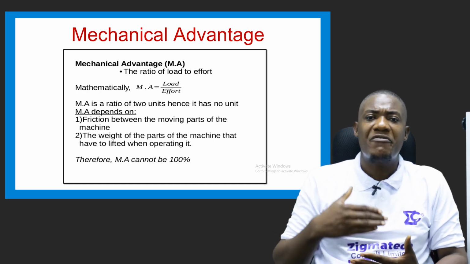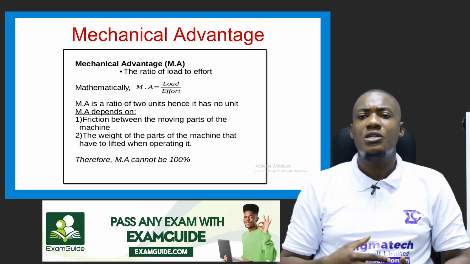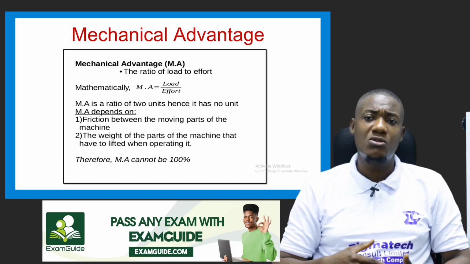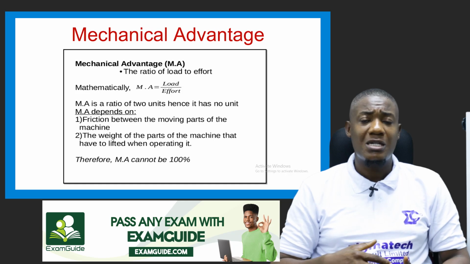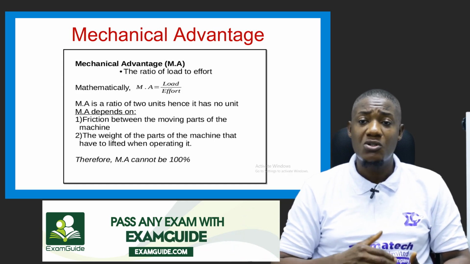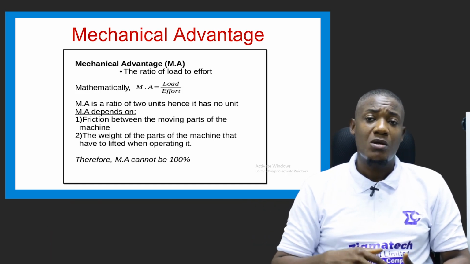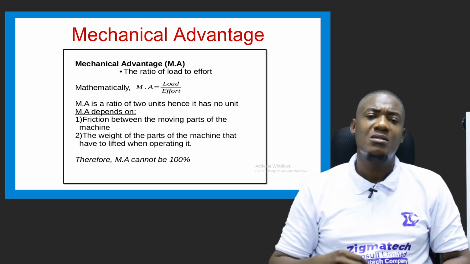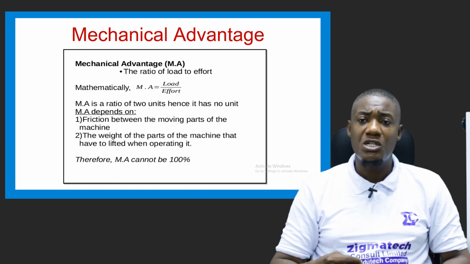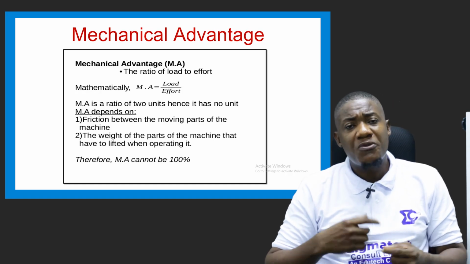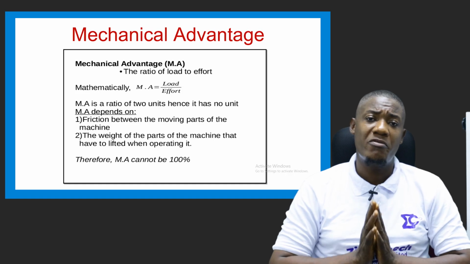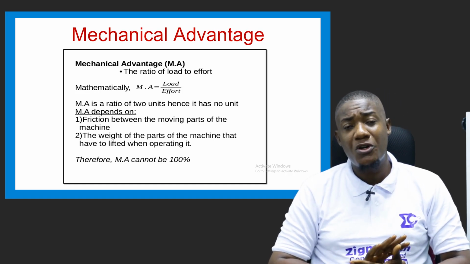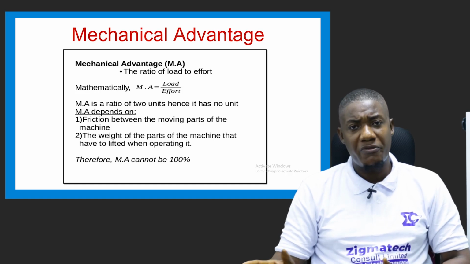So friction affects the mechanical advantage of the machine. Please, I need you to take note of that. Usually, that comes out in almost all the examinations we write in BECE. Okay, take note of that, that friction affects mechanical advantage of a machine. Because friction affects mechanical advantage of a machine, the mechanical advantage of a machine cannot be 100% because of friction.